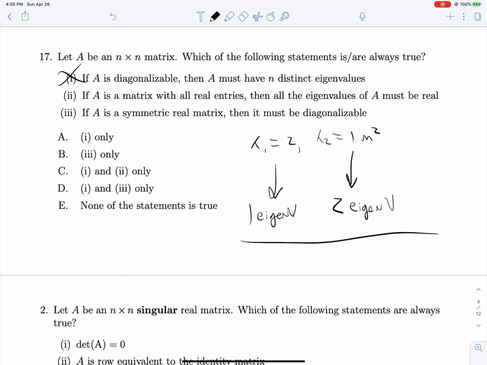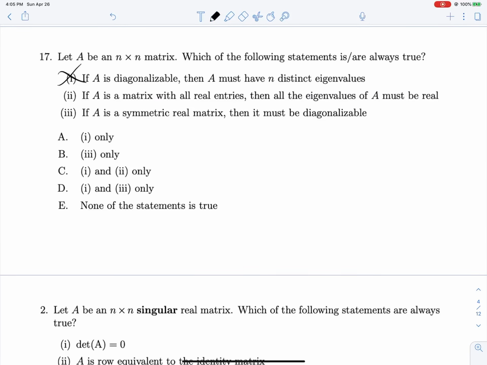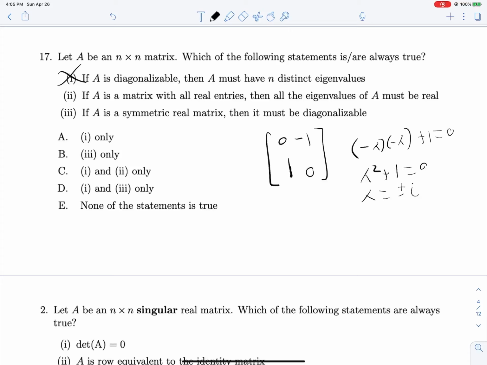What about 2? If A is a matrix with all real entries, then all the eigenvalues of A must be real. I disagree. Let's look at this matrix, 0, 0, 1, negative 1. If we find our eigenvalues, we'll be solving negative lambda times negative lambda plus 1 is equal to 0. Lambda squared plus 1 is equal to 0. Lambda equals plus or minus i. Look at that magic. We just got imaginary roots from a real matrix. So this is false.